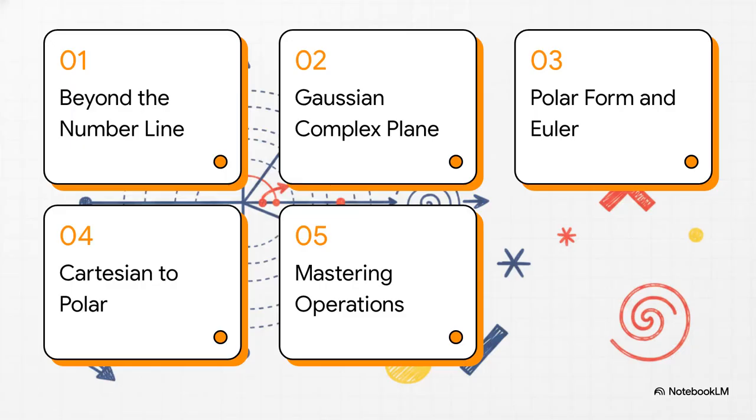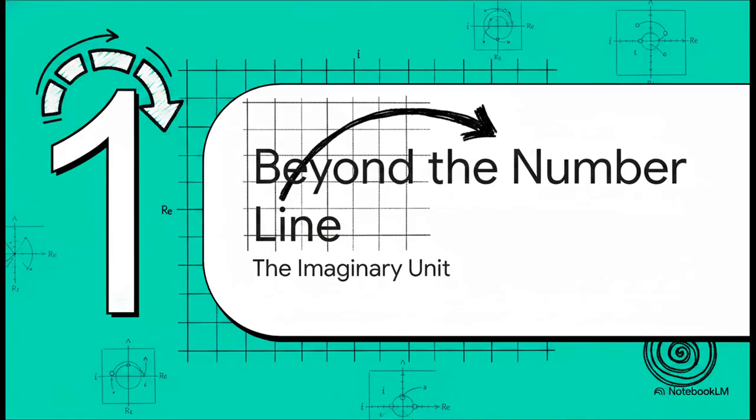Here's our quick roadmap for this explainer. First, we'll go beyond the number line. Then, we'll explore the Gaussian complex plane. Third, polar form and Euler's formula. Fourth, how to convert Cartesian to polar. And finally, mastering complex number operations. All right, part 1, beyond the number line.